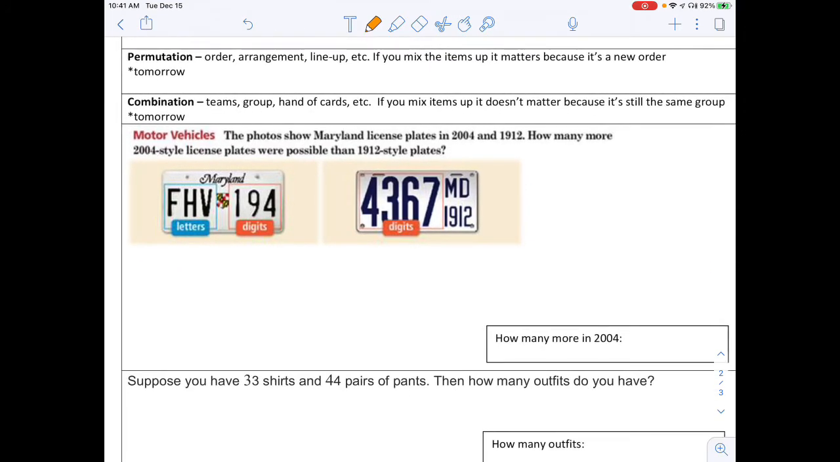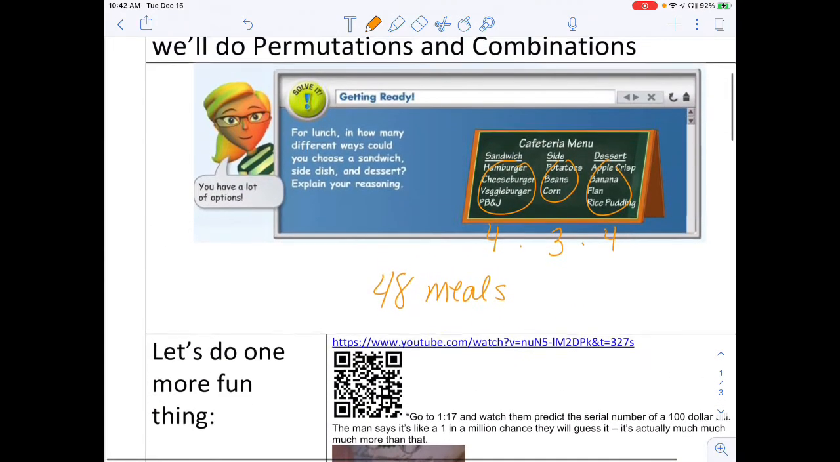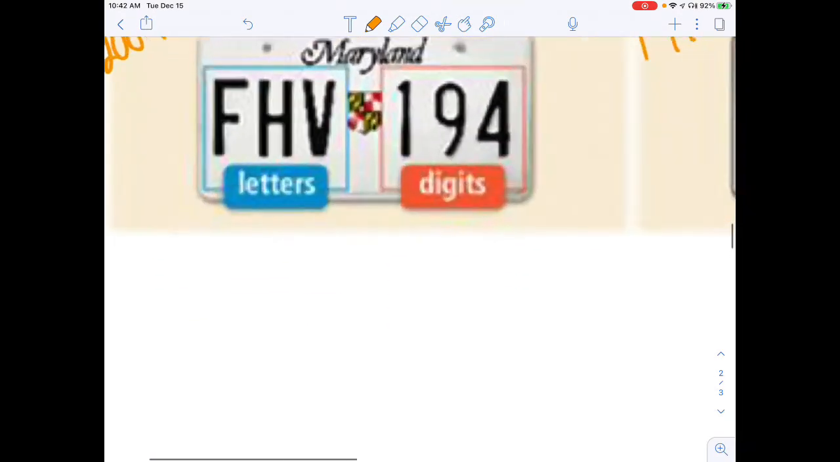These photos show Maryland license plates from the year 2004, that's this one, and from the year 1912. How many more license plates existed in 2004 than they did in 1912? So what we're going to do is just like up here when I talked about the different meals, we're going to talk about the different options when you go to make this particular license plate.